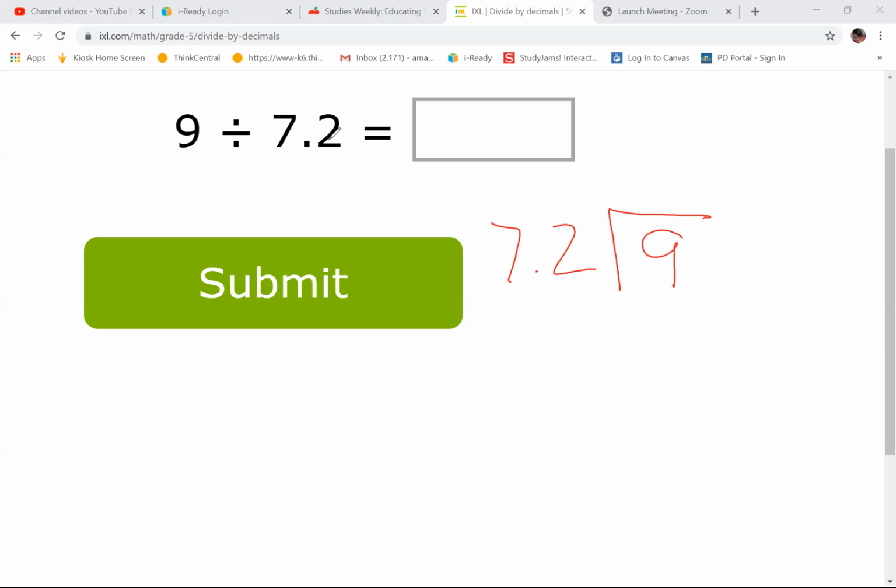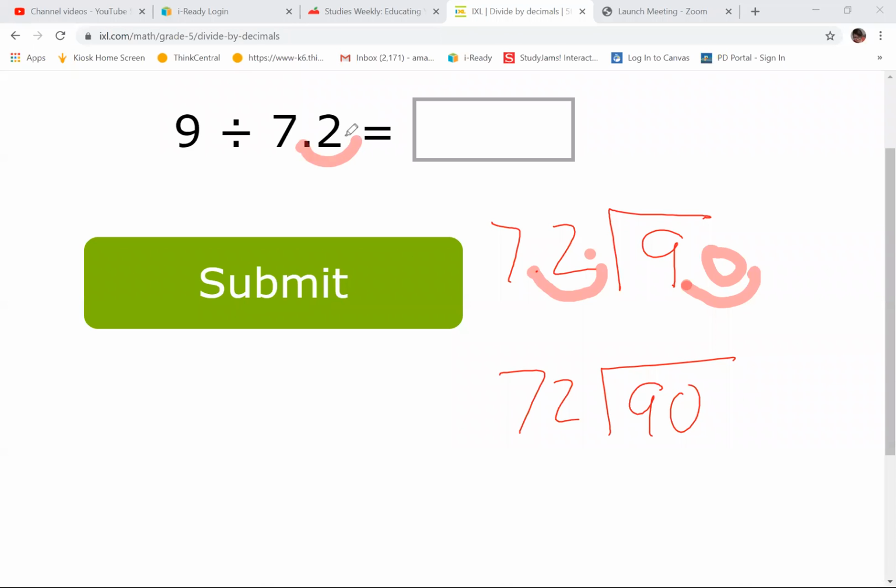Well, no, I am not going to cut my friends in half. So instead of trying to divide by 7.2, whoop, I just made myself super popular because now I have 72 friends. But since I moved that decimal, I have to move this one. And now my new problem is 90 divided by 72. Because what I did is I multiplied both of these by 10.